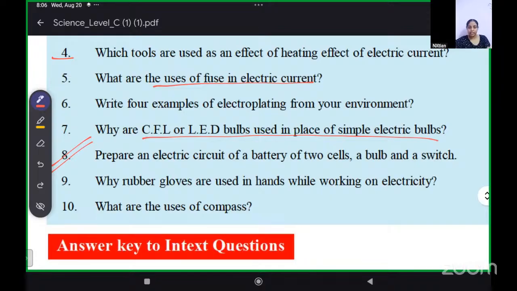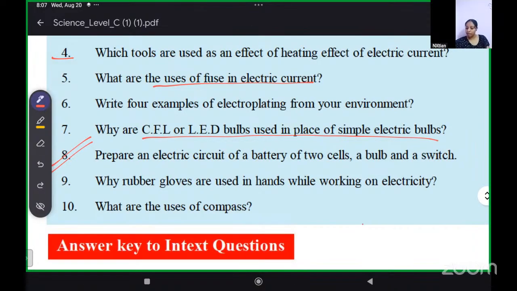Is it an open circuit or a closed one, Abraham? Ma'am, it's a closed one because it's not touching. When it's not touching, Abraham, it is known as open. It's a closed circuit, ma'am. It's touching, ma'am. Okay. So it is a closed circuit.